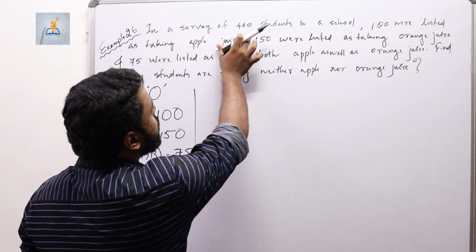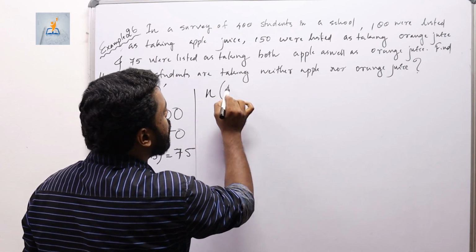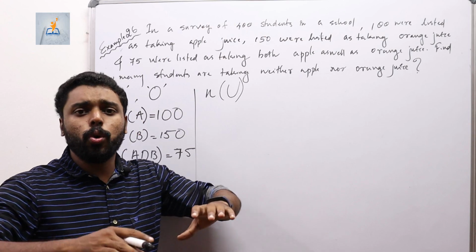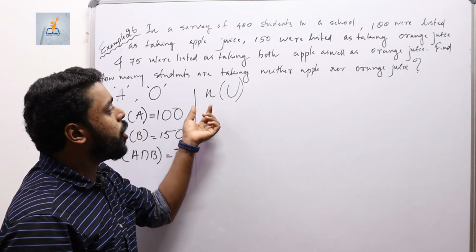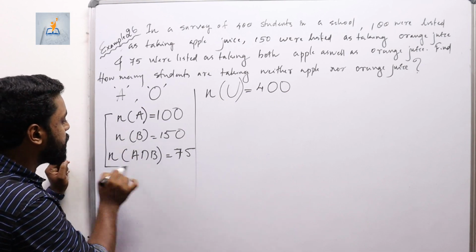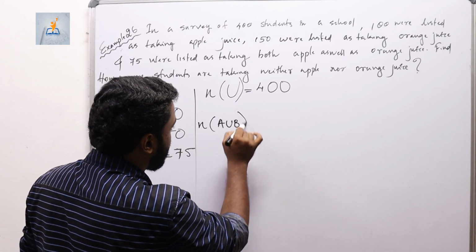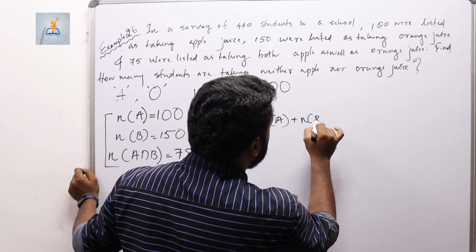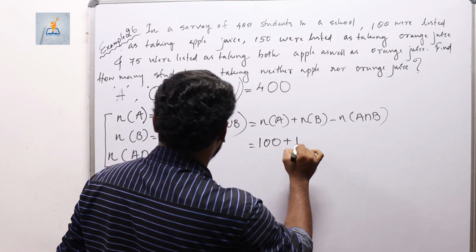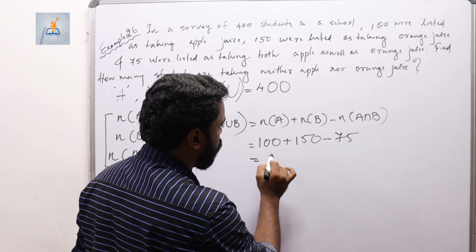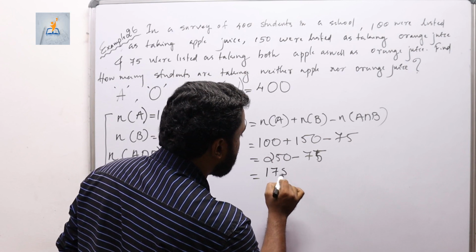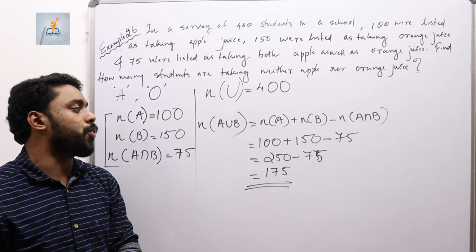Now the survey is conducted among 400 students, therefore the number of elements in the universal set. The universal set in this survey is nothing but the set of all 400 students, which includes all the sets under this survey. So n of U is the number of elements in the universal set, and it is 400. Now using this information we can easily find n of A union B. That is n of A plus n of B minus n of A intersection B. Substituting the given values, 100 plus 150 minus 75, which is equal to 250 minus 75, which is equal to 175. So this is n of A union B.